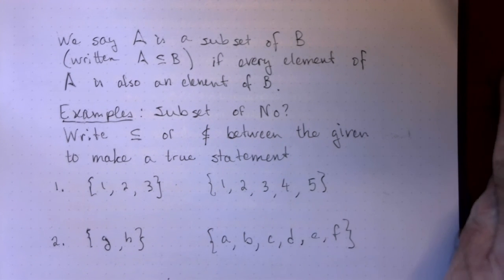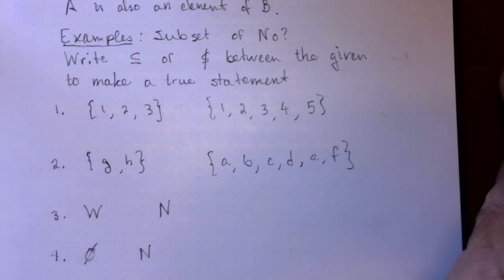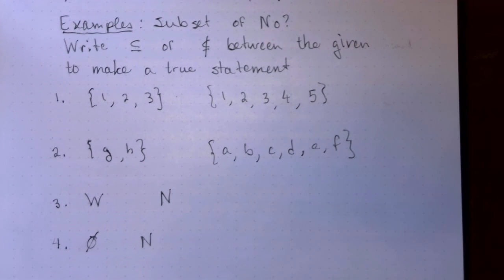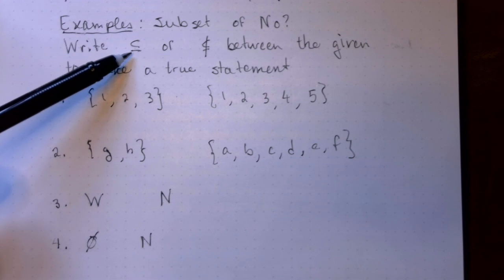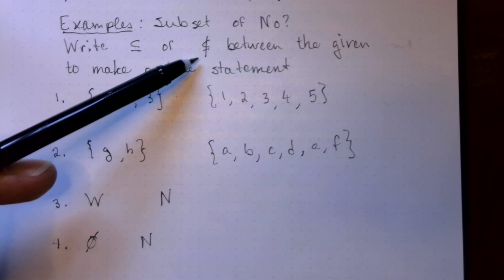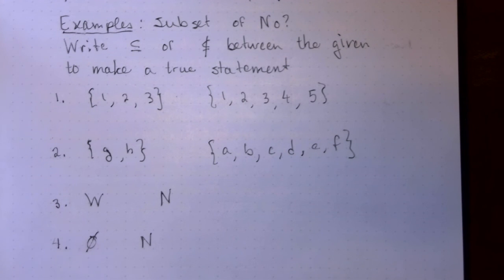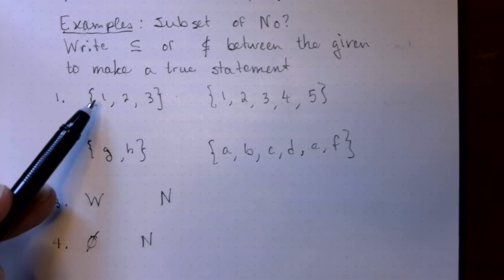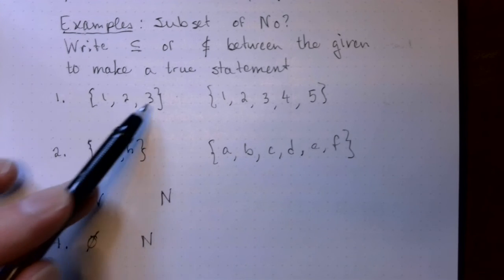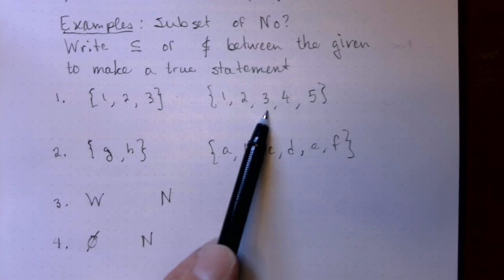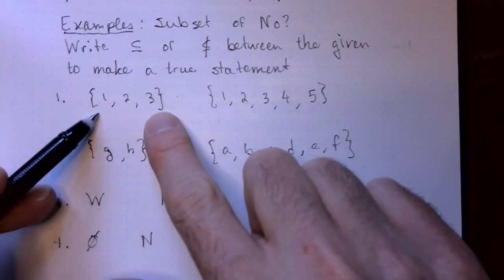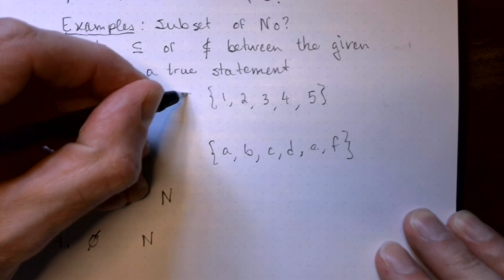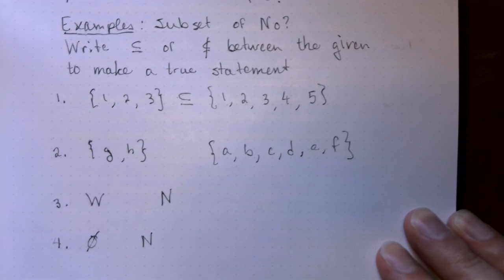So what I want to do here is do a couple of quick examples of looking at two sets and saying whether they are a subset or not. If they are a subset, we're going to write this symbol between them. If they're not, we'll write the one with a slash. In this first example, we see on the left 1, 2, 3. Those are all elements of the set on the right. The set on the right does have some additional stuff, but every element here is also an element over there, so we do have a subset.